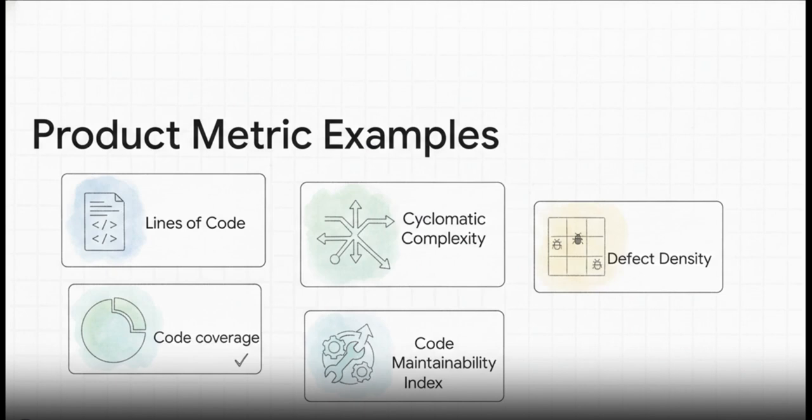You've got simple counts like lines of code, sure, but then you have more sophisticated stuff like cyclomatic complexity, which is just a fancy way of measuring how tangled and complex your code's logic is, kind of like a roadmap with way too many intersections. And then there's defect density, which tells you how many bugs are lurking in a certain chunk of code.